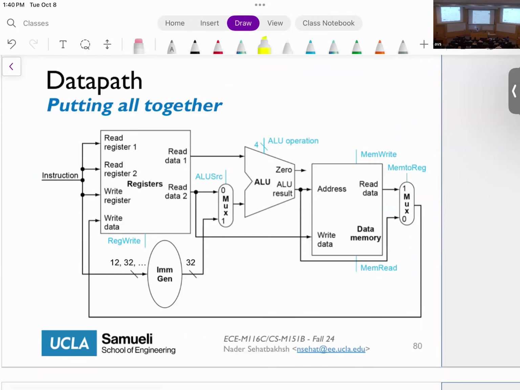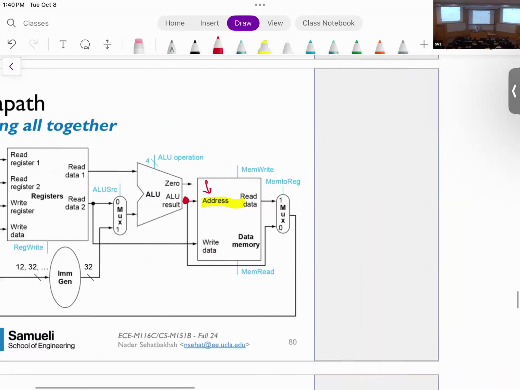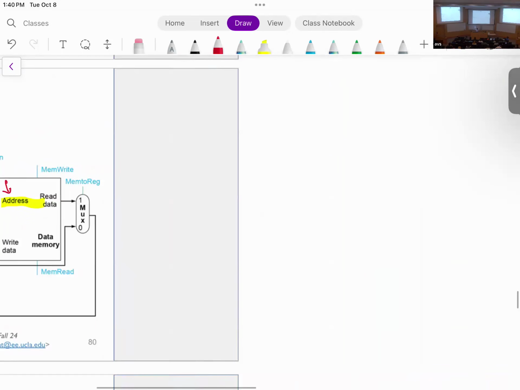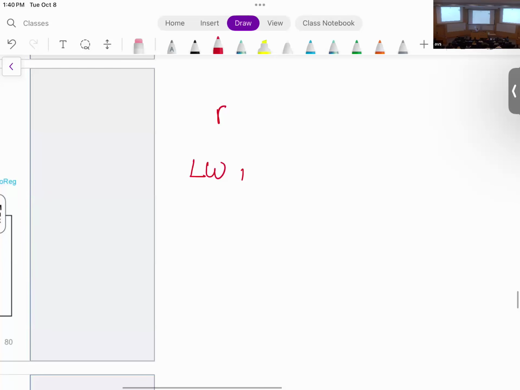So I'm going to add the memory here. Why am I adding the memory after the ALU? The reason is that I want to generate the address of the memory from the ALU, okay? And so there were 2 options that I could do this. I need to generate the address. And remember, the way that we generate the address was we take the base register, right? So LW was something like this: RD, RS1, and immediate, right? So I need to take the RS1.